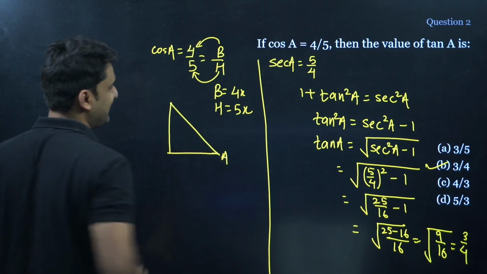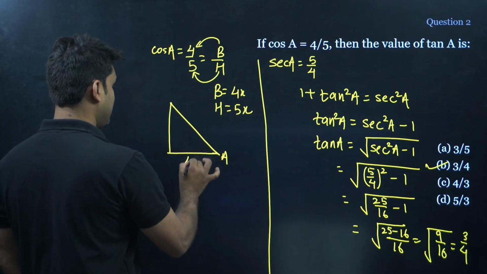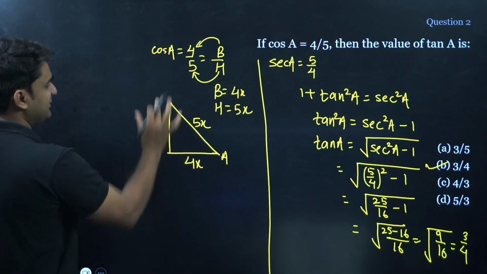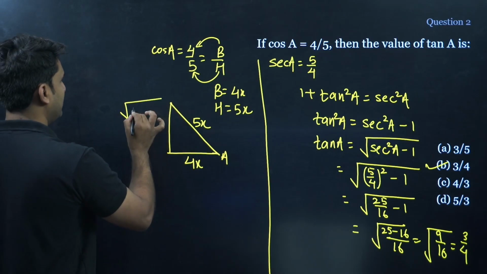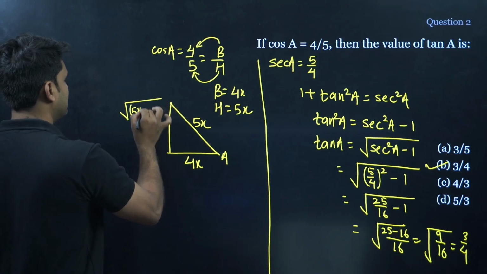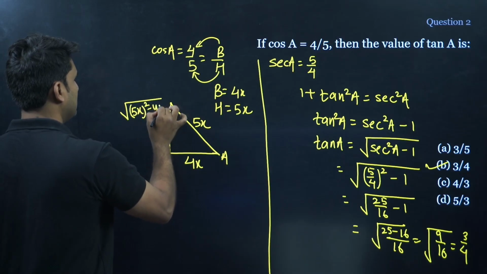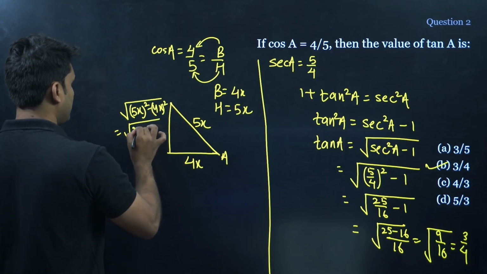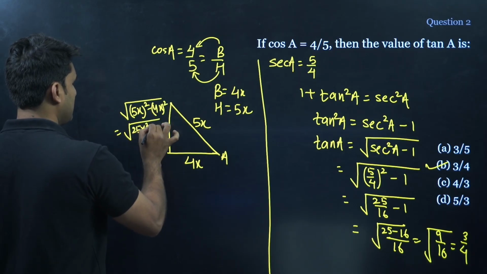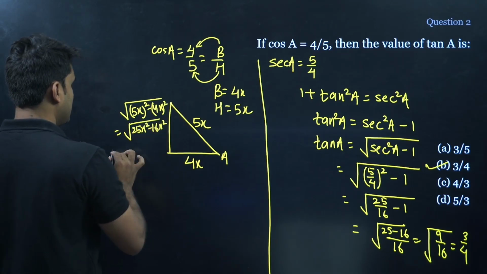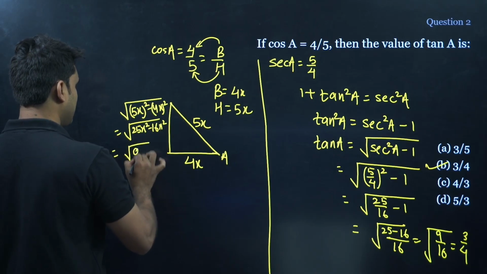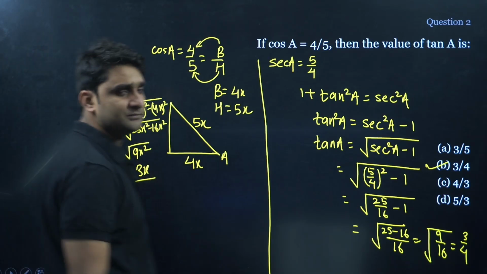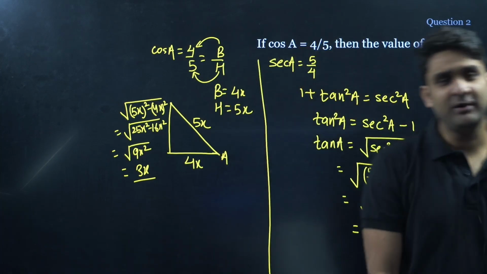Now draw a right angle triangle. For example, this is angle A, and now 4x we have is base and this is hypotenuse. So what will be this perpendicular? Applying Pythagoras, 5x square minus 4x square. So we have under root 25x square minus 16x square. Guys, 25 minus 16 will be 9x square, and under root 9x square means 3x. So we have perpendicular 3x.